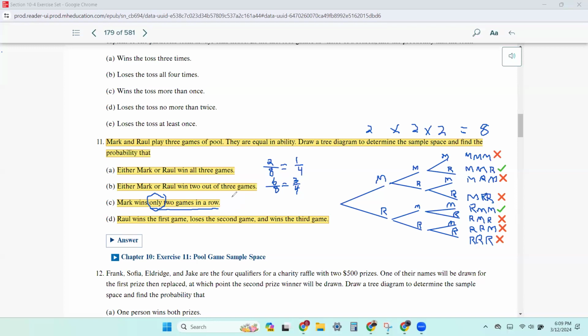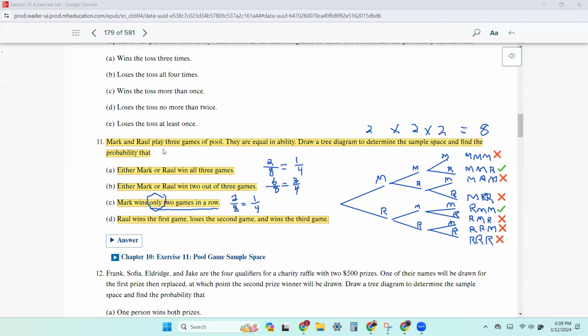So now, 2/8 is 1/4. Okay. And then, so 1/4, Mark wins only two in a row. And that takes out this one as well, because that one is three in a row. And this one is, even though this third one is 2/3, they're not in a row.